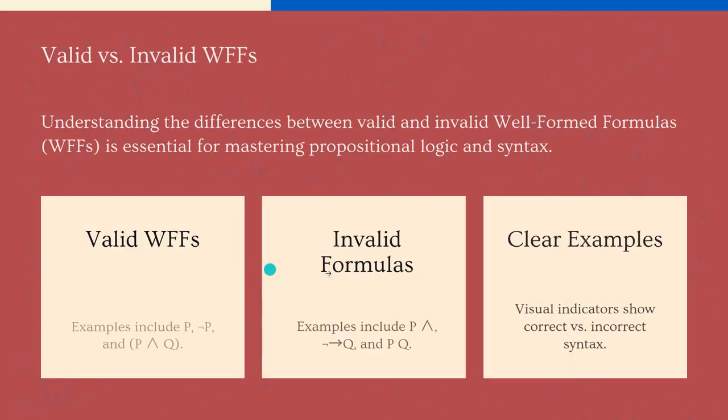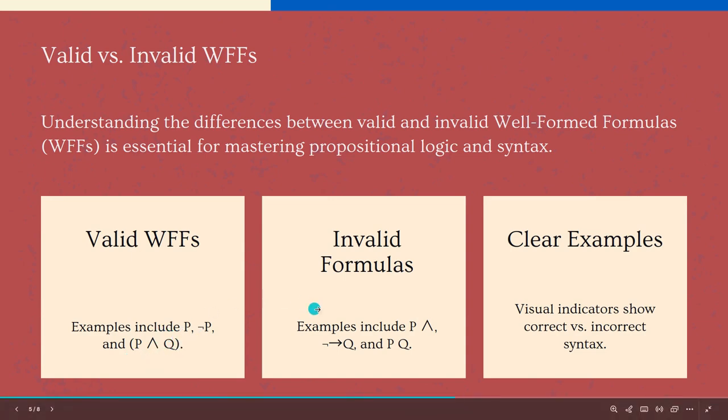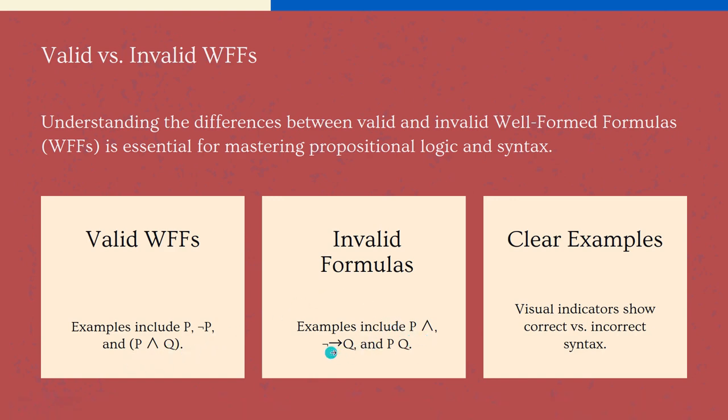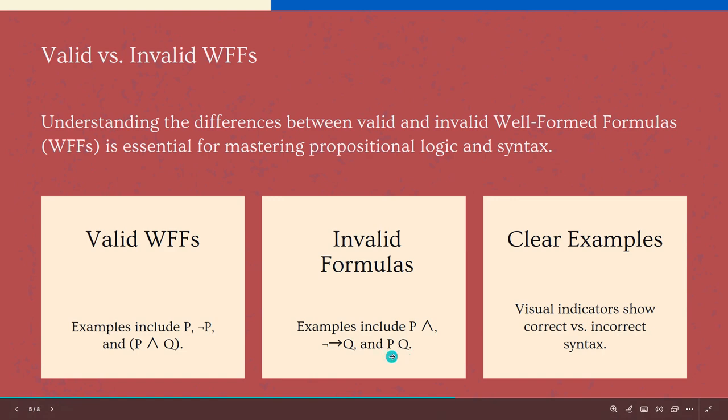Here are some examples. Valid well-formed formulas include simple propositions like the following and compound expressions such as the following. Invalid formulas might have missing parts, misplaced connectives, or unbalanced parentheses like the following without a connective.